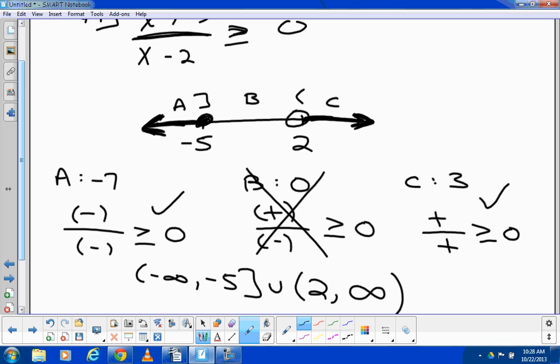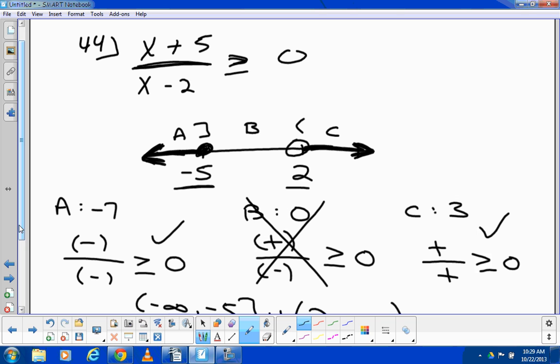Now, talk to me. Be sure that you understand this. Do y'all understand why I included this one but didn't include that one? We okay? Remember, you never can include anything that makes the function undefined.